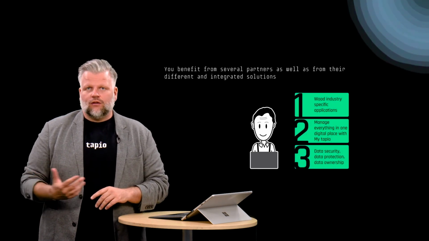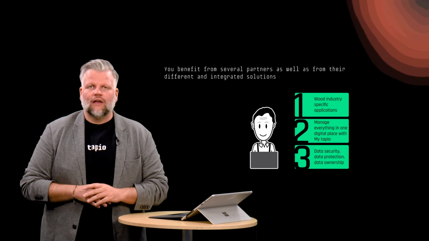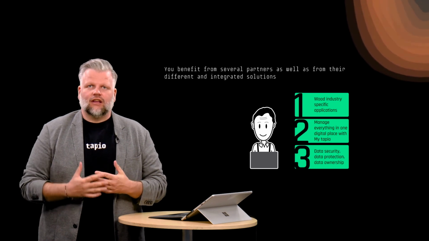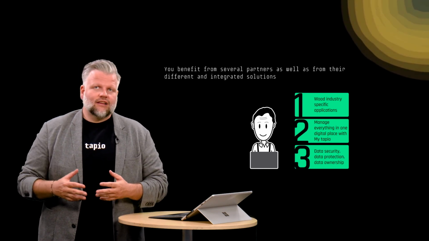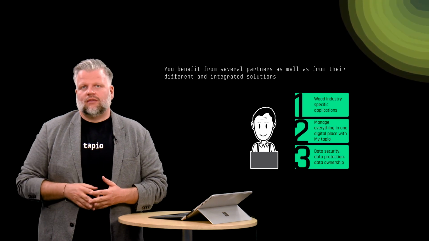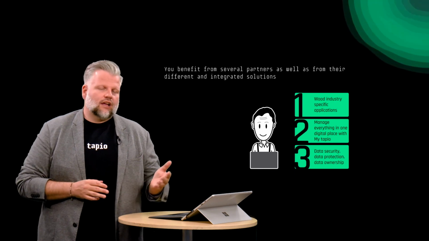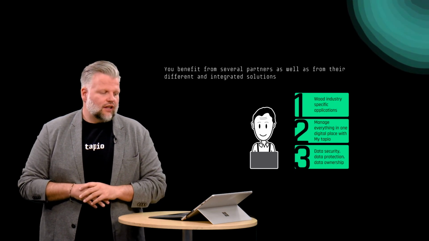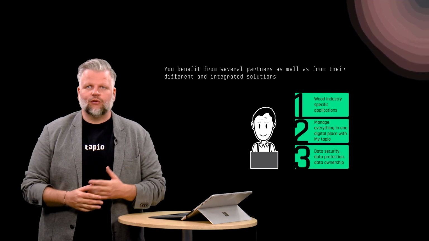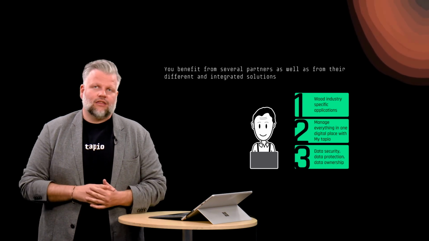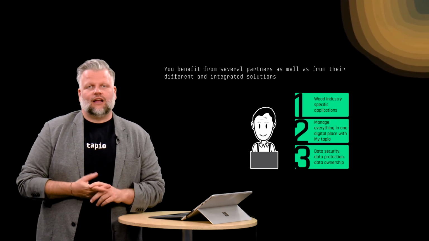Also, when we look at all the partners in Tapio right now, we have 43, and it's getting more and more, which is really interesting. They're integrating into the ecosystem with data or with their own application. It doesn't matter. They are wood industry specific applications, so not applications which you can also use for other industries. It's really wood specific. Also, you can manage everything within your shop floor, licenses and users in My Tapio. And third of all, we are really looking out for data security, data protection, and data ownership.